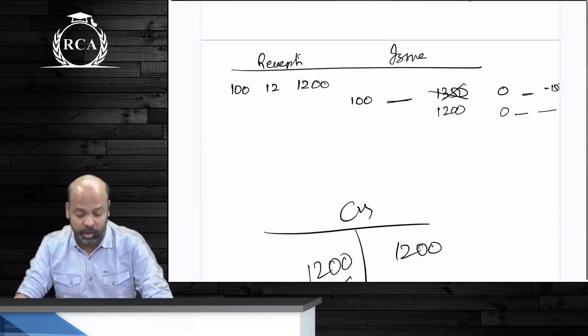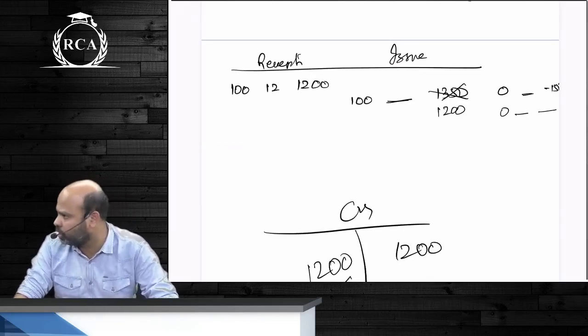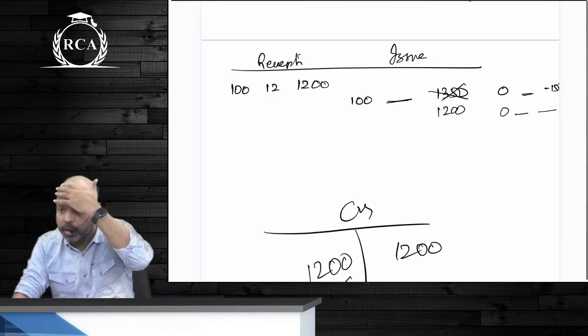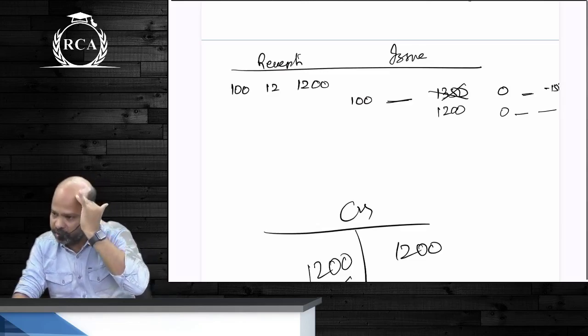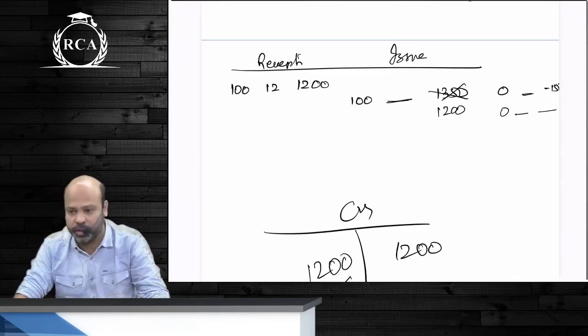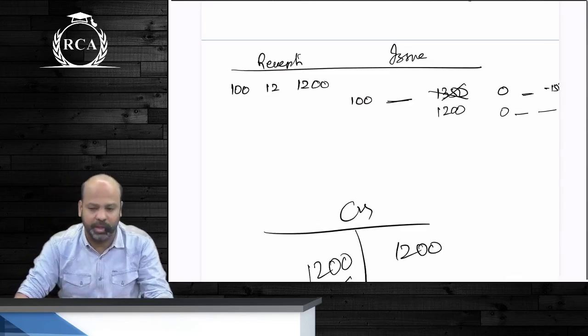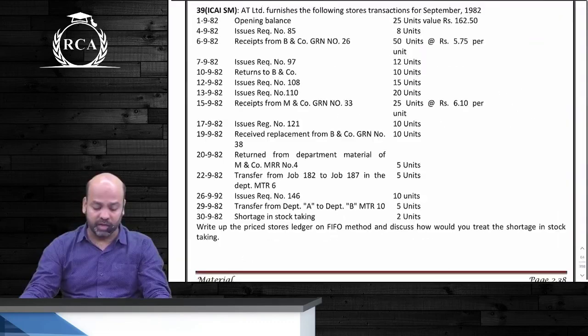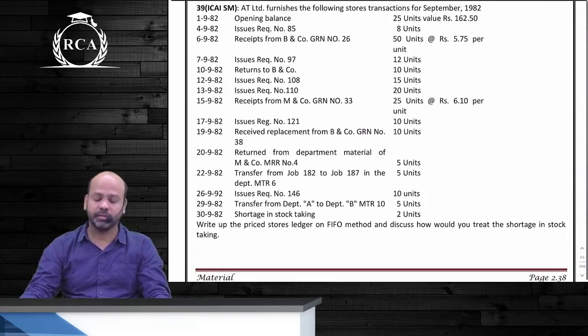And if at all, beta, there are any shortages that are found, the entry for that will depend on whether it is normal or abnormal. If it is normal, you will have to inflate the price of the remaining units. And if it is abnormal as such, beta, you will transfer the loss to P&L account. Are we all clear about this? चलो, the 39th question, guys.